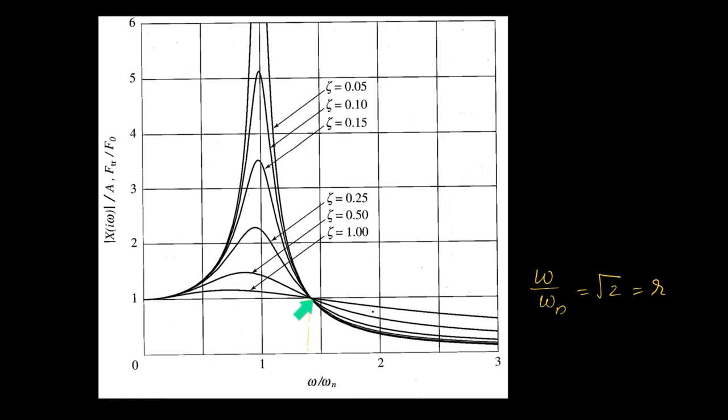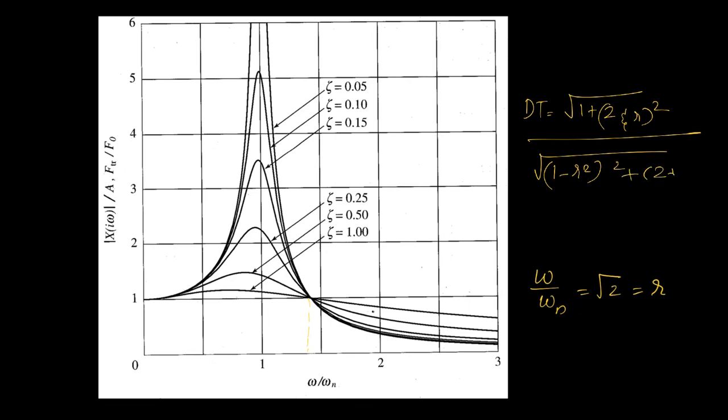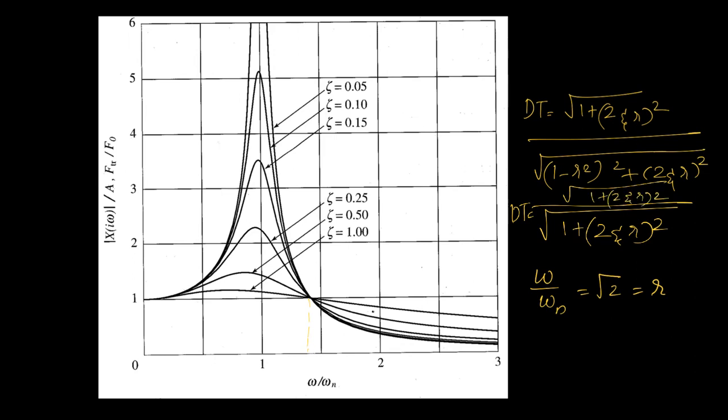The other thing, why all curves meet at a value of 1 when omega by omega n equals root 2, can be simply explained because we had an expression for displacement transmissibility like this: 1 plus (2 zeta r) whole square divided by (1 minus r square) whole square plus (2 zeta r) whole square. If you have a look at the denominator, when r is equal to root 2, this particular term will be (minus 1) whole square, which is just 1, plus (2 zeta r) whole square. So the denominator and numerator become the same, so we will have a value of 1 for the displacement transmissibility irrespective of the amount of damping present in the system. That's why you see all these curves meeting at this particular point.